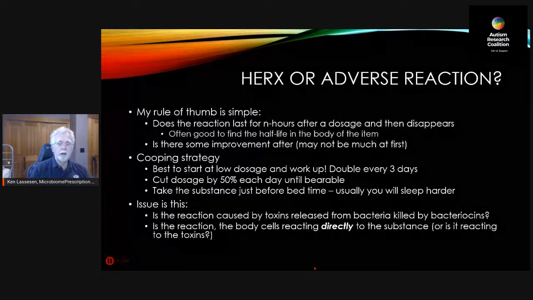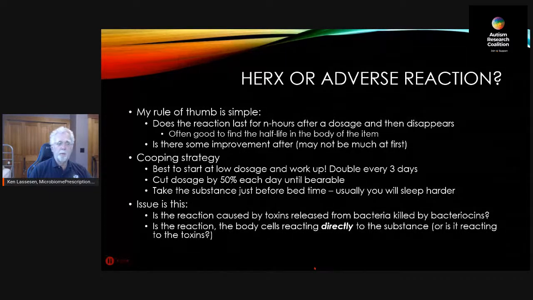Come back to the key issue. Is it a Herx or an adverse reaction? That is always a hard one to do. It's very subjective. My rule of thumb is very simple. If this reaction lasts for a few hours after dosage and then fades away, then disappears, and after the next dosage, just repeats, usually I would suspect it's a Herxheimer reaction. Something not to be concerned about, apart from keeping it reasonably mild.